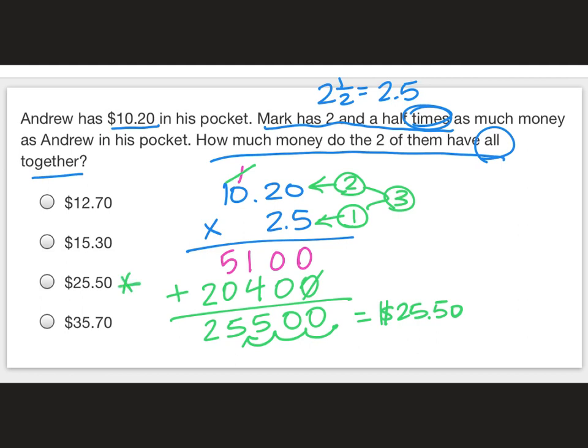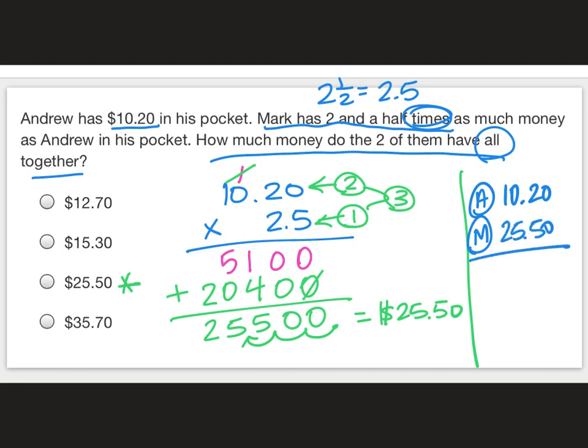They're asking for how much do they have all together. So that's why I said it's a multi-operational problem, because now we've got to take what we know Andrew has, which is $10.20, and what we know Mark has, which is $25.50, and I've got to add this all together.